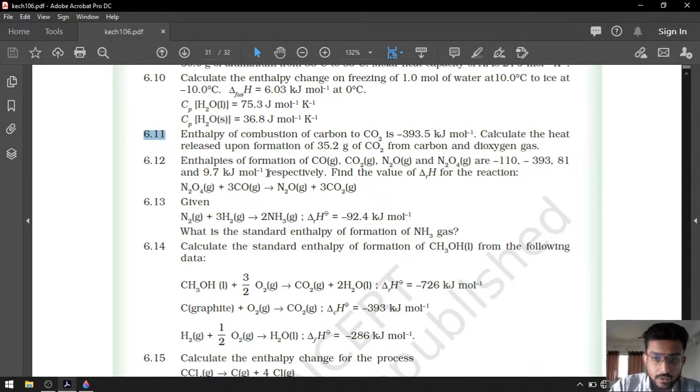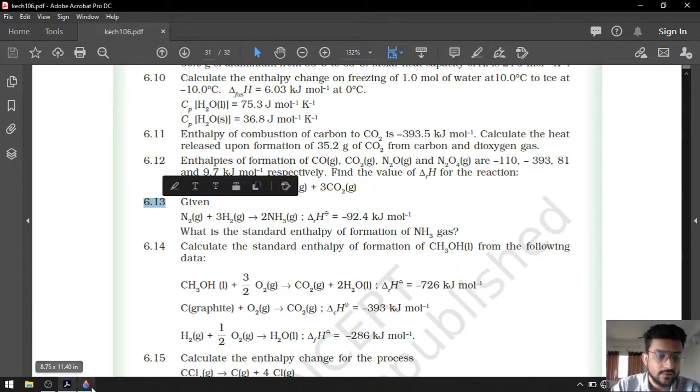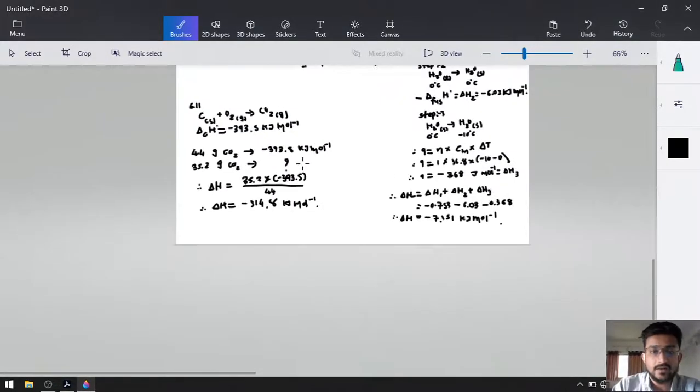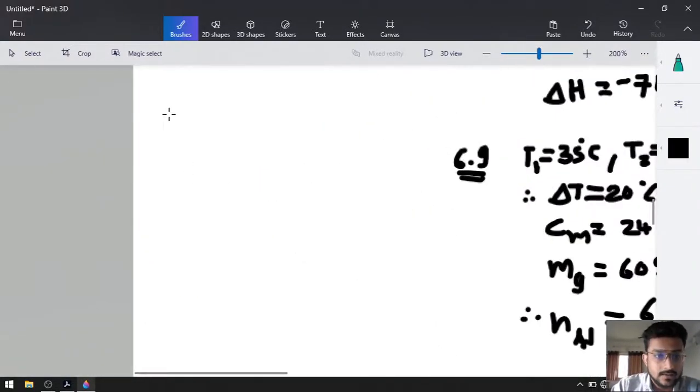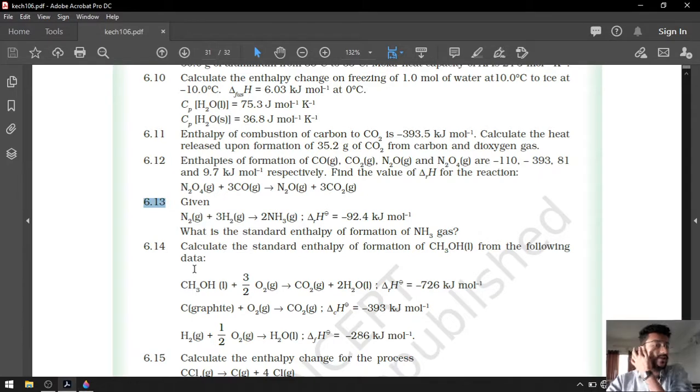After that a long question is there, so we will solve it in the next lecture. Wait a minute, how much time do we have? Okay, we have 4 minutes still left. So instead of question number 12, we are going to solve question number 6.13. Question number 6.12 will be answered in the next lecture because it is lengthy.